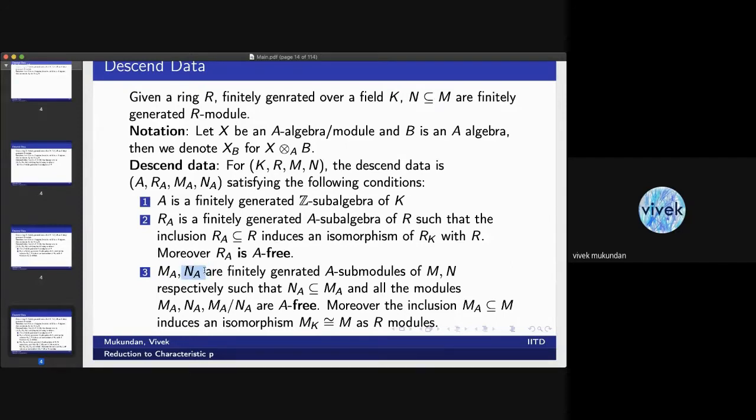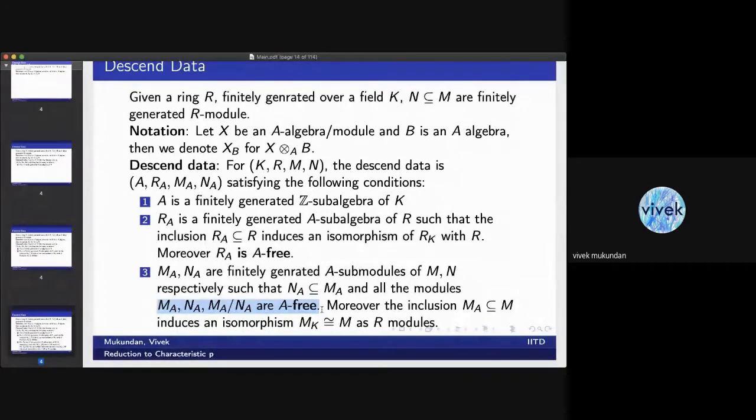The way to get N_A is look at the generating set for N as an R-submodule of M, and then collect all the column vectors, and then look at the entries of the coefficients. Expand your A so that those coefficients are also available, and then you define what M mod N_A looks like. Then define N_A to be the kernel of the surjection between M_A and M mod N_A. And then again, you localize to make sure that all of these modules are A-free. That's the basic idea of how to construct all these modules.